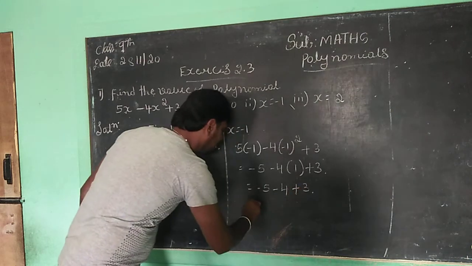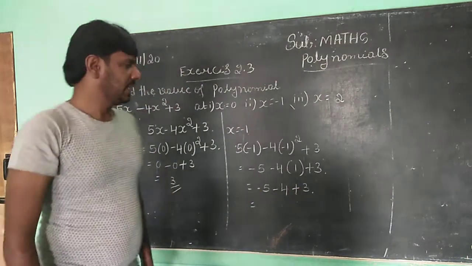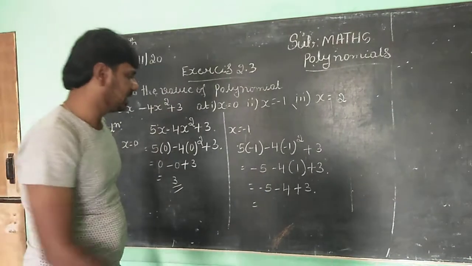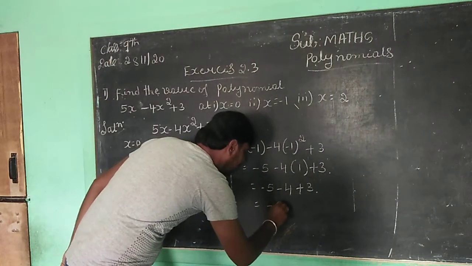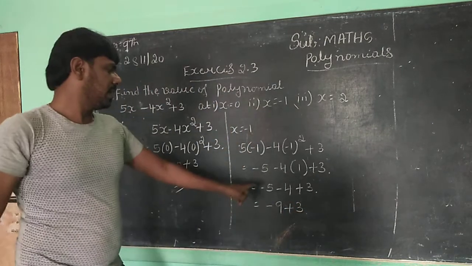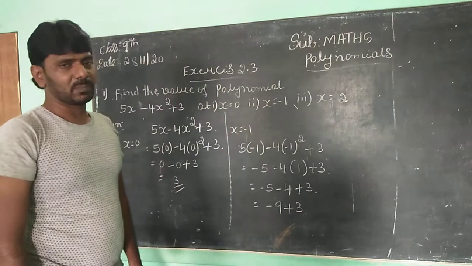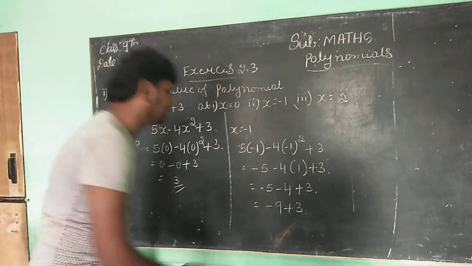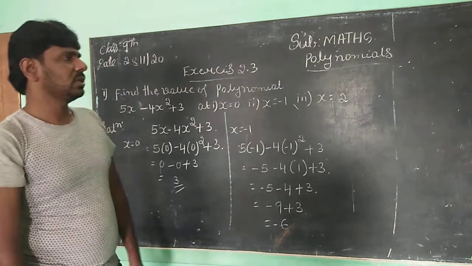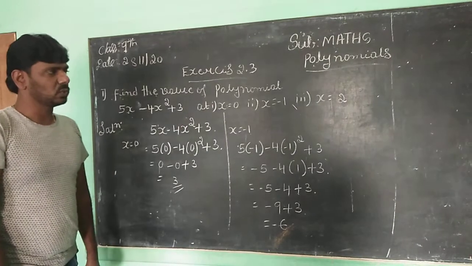Correct children? So we want to add like signs. Minus 5 minus 4, same sign is there, that's why you want to add, children. Minus 9 plus 3. Here one sign is different, so you want to subtract. Minus 9 plus 3 is equal to minus 6. Correct children? So next you want to take x is equal to 2.